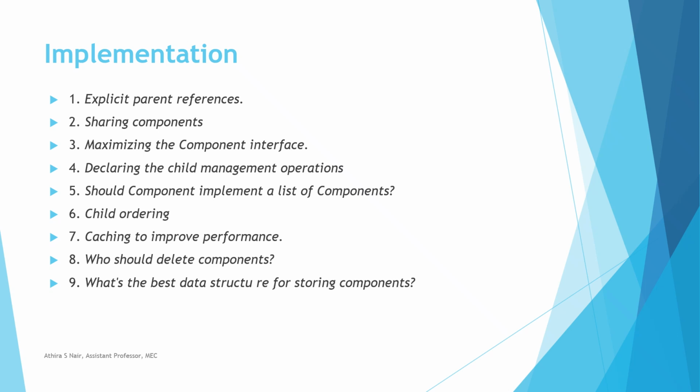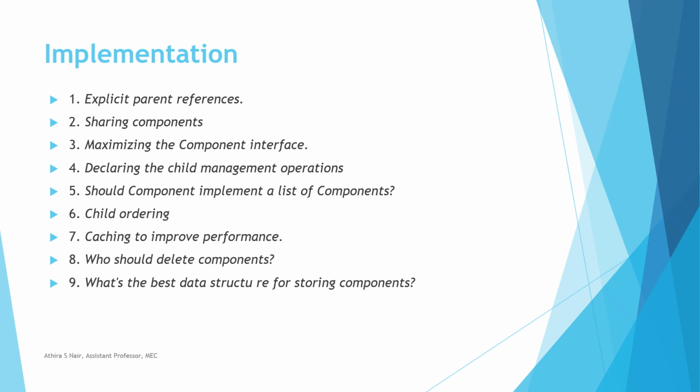So there are many issues to consider when implementing the composite pattern. First is explicit parent references. Maintaining references from child components to their parent can simplify traversal and management, and the parent reference simplifies moving up the structure and deleting a component. Parent references also help support the chain of responsibility pattern. It's often useful to share components, for example, to reduce storage requirements. But when a component can have no more than one parent, sharing components becomes difficult.